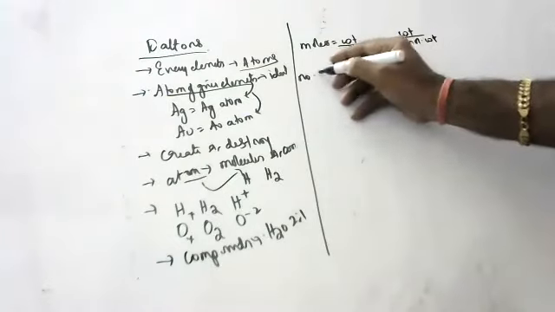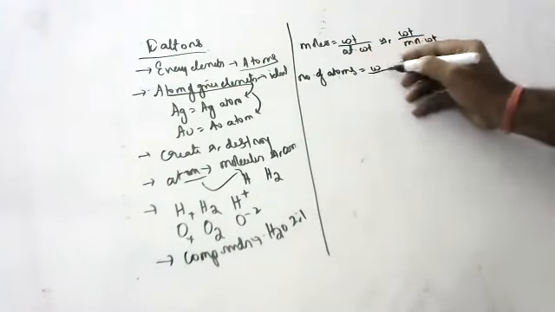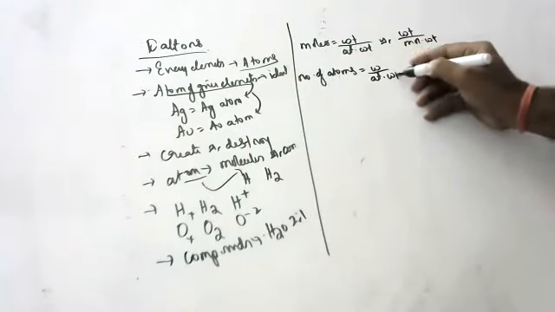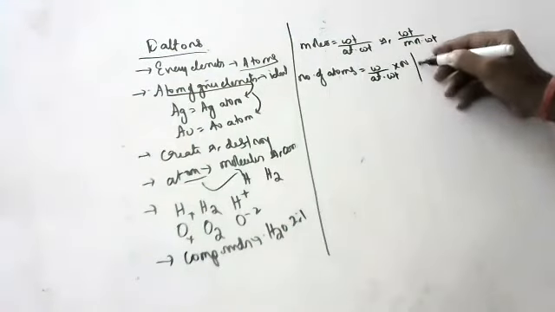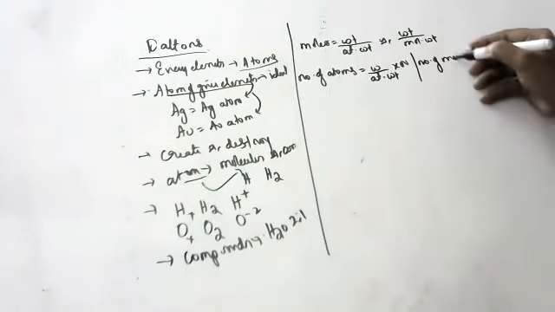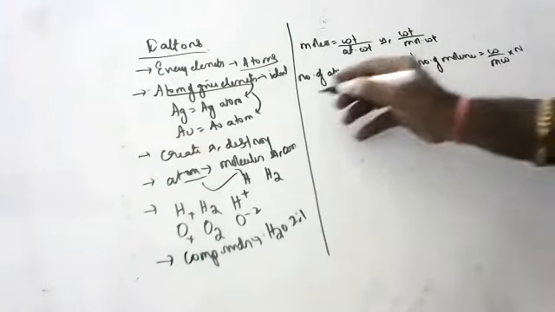And do you remember, children, the number of atoms formula? Number of atoms is weight by atomic weight into Avogadro number. Do you remember the number of molecules formula, children? Weight by molecular weight into Avogadro number.